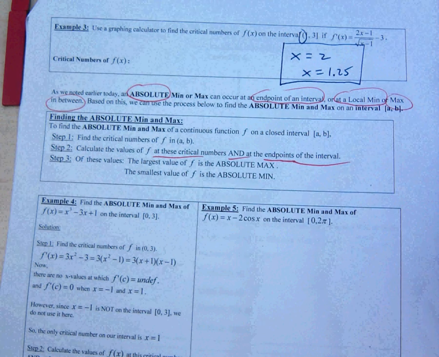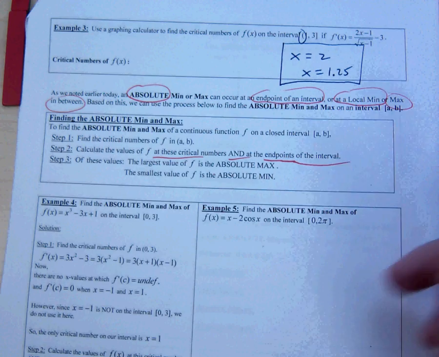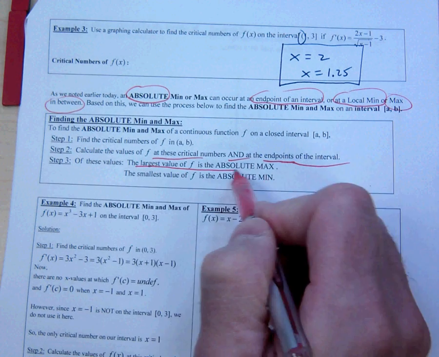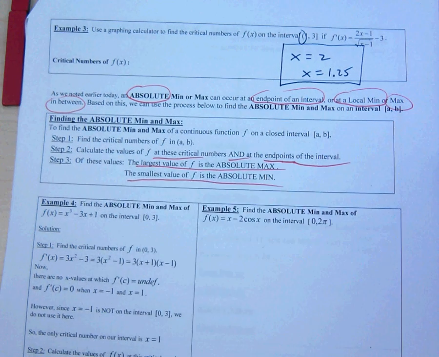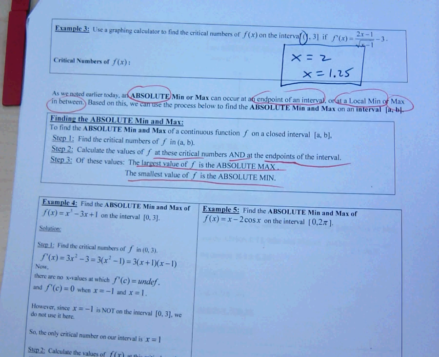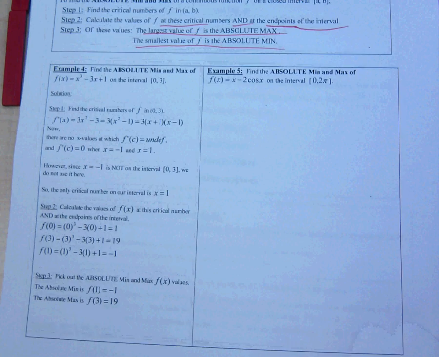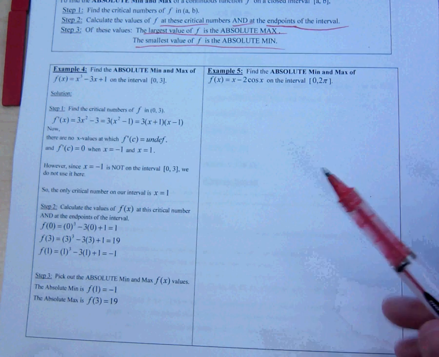Endpoints. Okay, and then from there, the largest y value will be the what? Absolute max, and the smallest y value will be the absolute min. Make sense? Okay, so here we go. Again, this first one I typed up for you so you can just watch and learn.